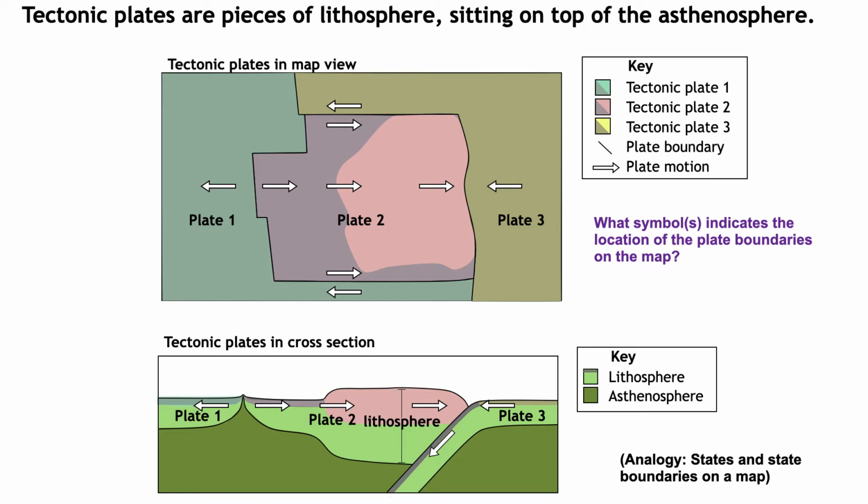It's in purple. And it says, what symbol or symbols indicates the location of plate boundaries on the map? Hopefully you've paused, taken a look at the map key, and you have the idea that plate boundaries in this particular map, which is really focused on the different tectonic plates themselves, are the black lines. So we're not worried in this map about the types of plate boundaries there are. We're just trying to locate where the plates are and where the plate boundaries are.